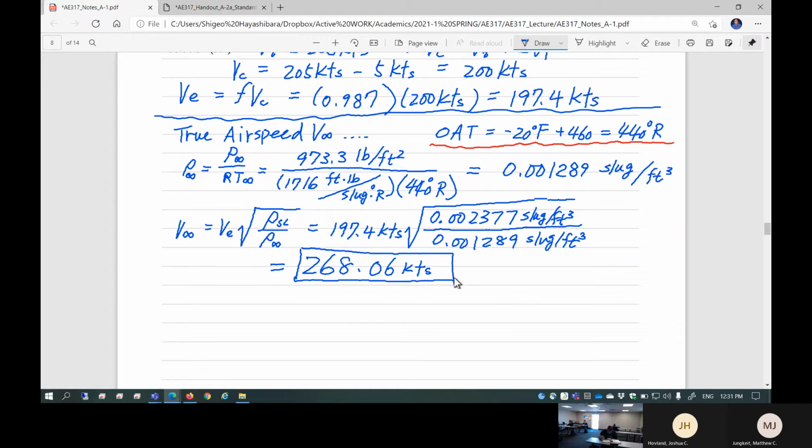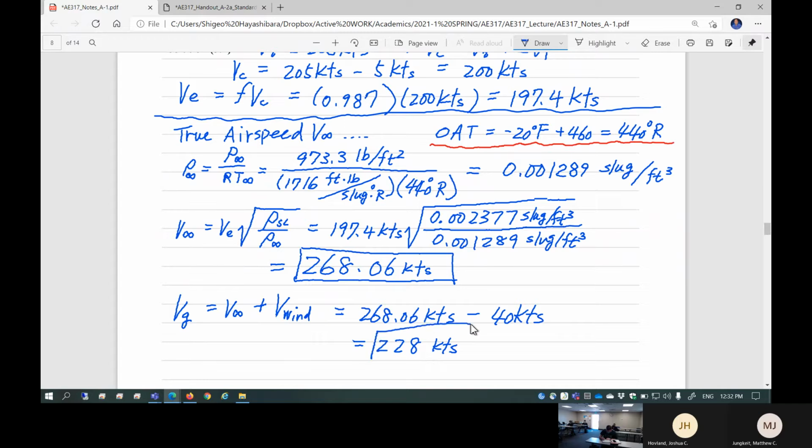However, you have a headwind. Ground speed is different from true airspeed. This is V infinity plus the velocity of the wind. So in this case, 268.06 knots, then you subtract the headwind of 40 knots, which is about 228 knots. Okay, so this is the ground speed.